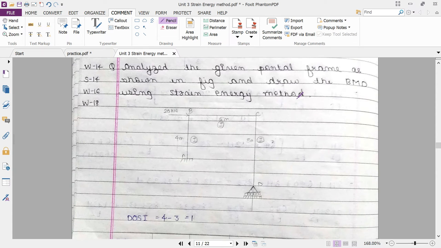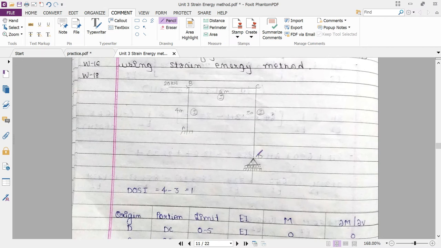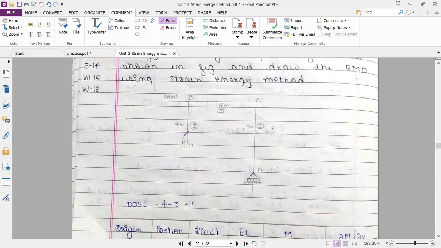Very good morning, students. Today we will start with case number 2 of the portal frame, which is having the unequal leg. As shown on the screen, this is a typical portal frame having column AB of 4 meter length and CD of 5 meter length.